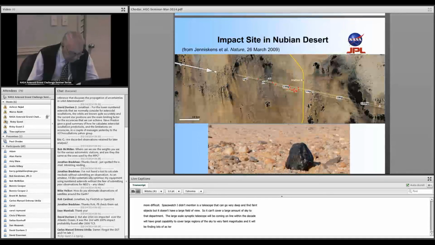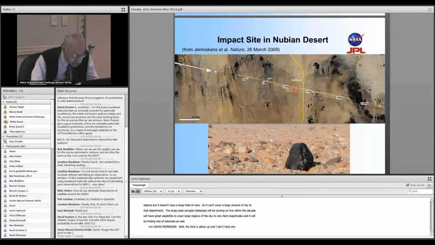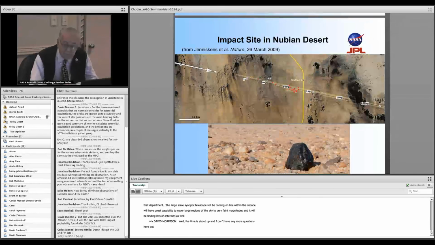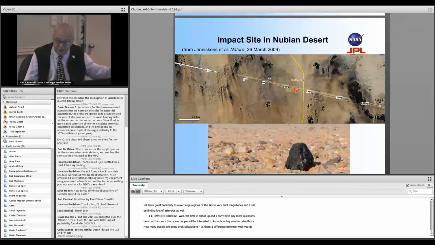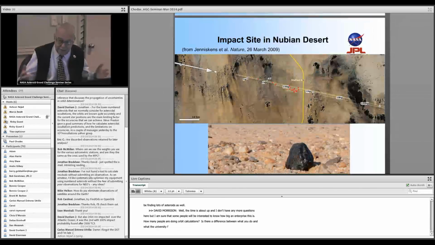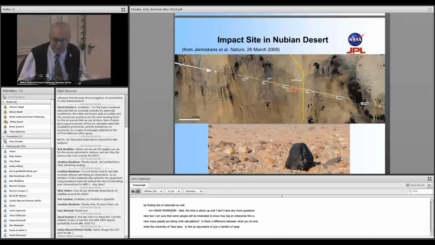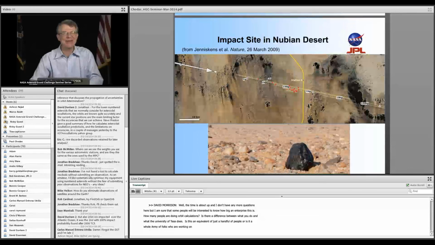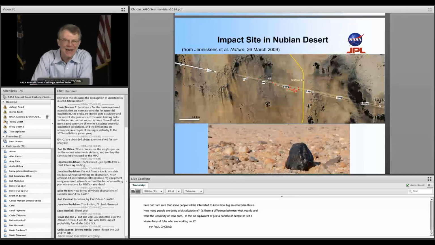Well, the time is about up, and I don't have any more questions here, but I am sure that some people would be interested to know how big an enterprise this is. How many people are doing orbit calculations? Is there a difference between what you do and what the University of Pisa does? Is this the equivalent of just a handful of people, or is it a whole army of folks who are working on it? It's not an army. It's a handful of people.